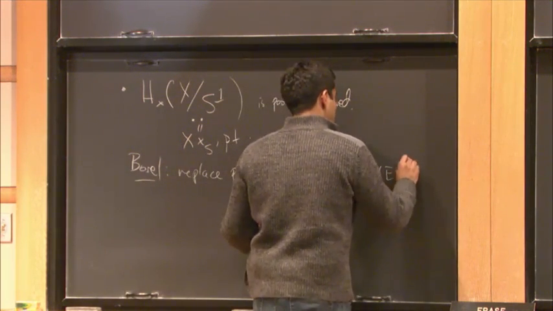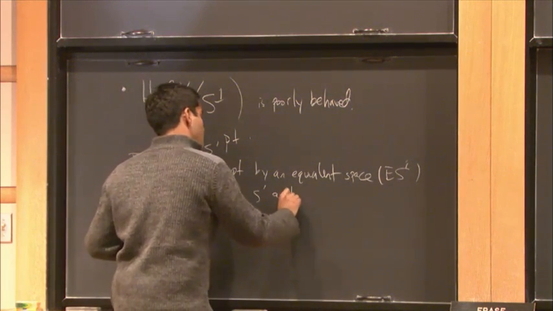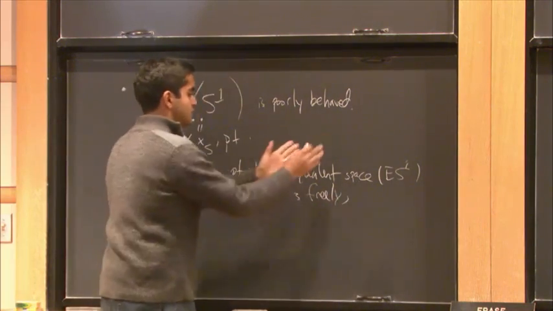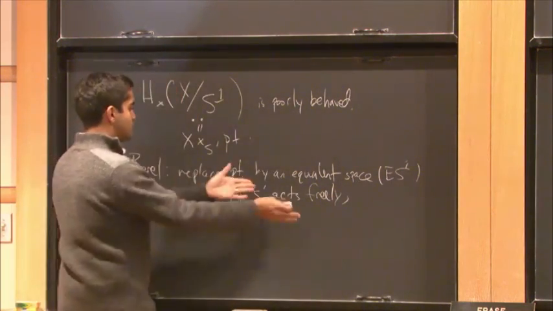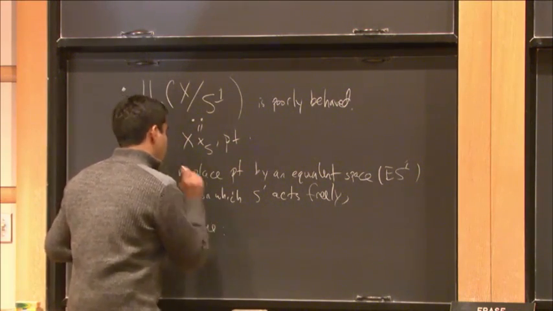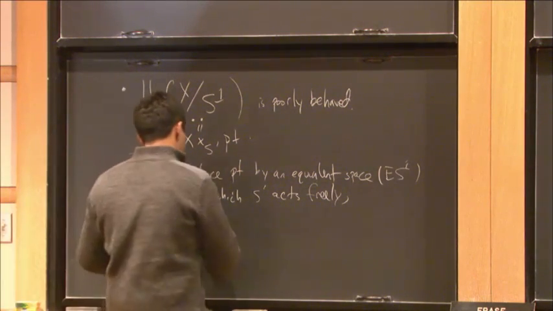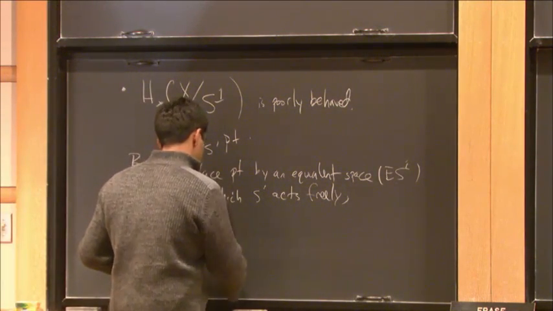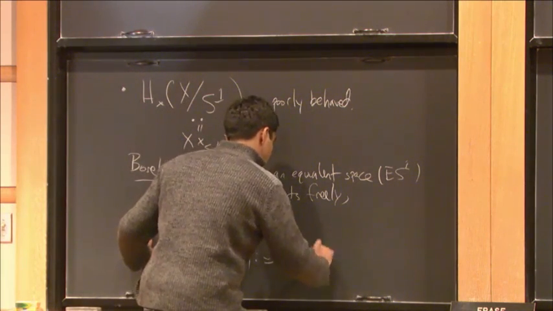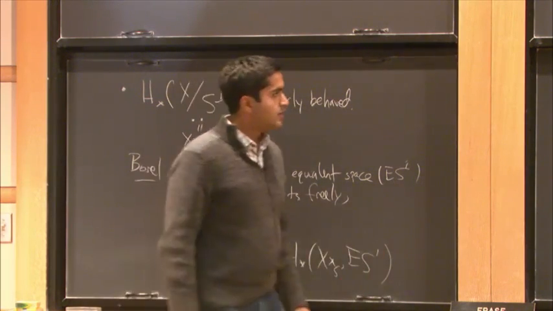You should replace point by some equivalent space, which is called ES1, on which S1 acts freely. And so this is some contractible space with free S1 action, so it's homotopy equivalent to point. And now you can define that fiber product. The homology of that fiber product will have better properties. So you can define the equivariant homology of X to be the homology of X fibered over S1 with ES1.